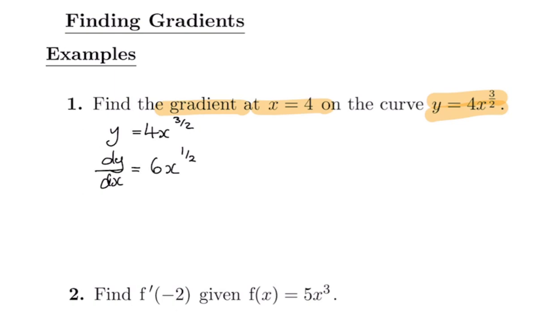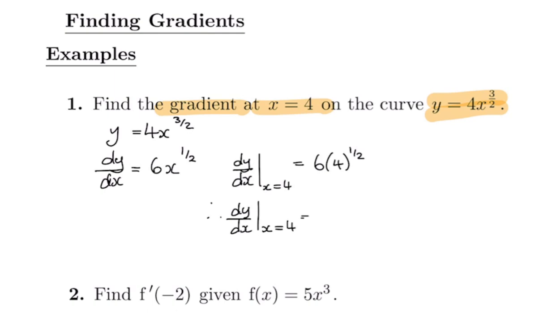We want it at a specific place, and you can write dy dx, line, and then x equals 4. That tells us that we're looking at a specific point on that graph, and that will equal 6 times 4 to the power a half. Therefore, dy dx when x equals 4 is 12. So the value of the gradient is 12.